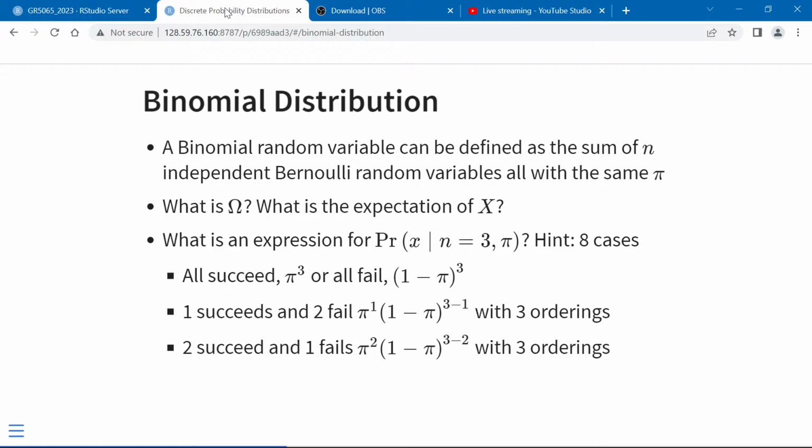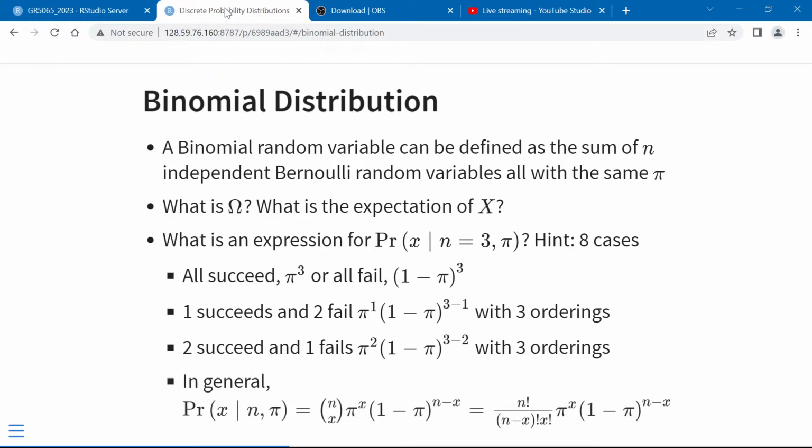Similarly, we could have 2 succeed and 1 fail, which would be pi squared times 1 minus pi to the first. That also has 3 ways of ordering it. So those are our 8 cases. And in general, we could write a probability mass function for the binomial distribution that encompasses all 8 of those cases and actually works irrespective of n.